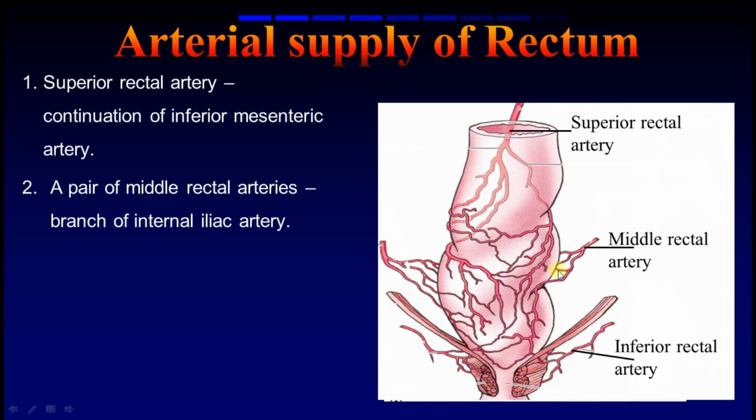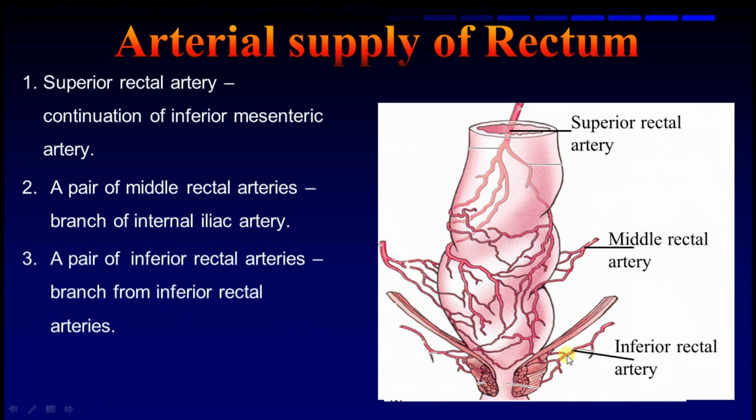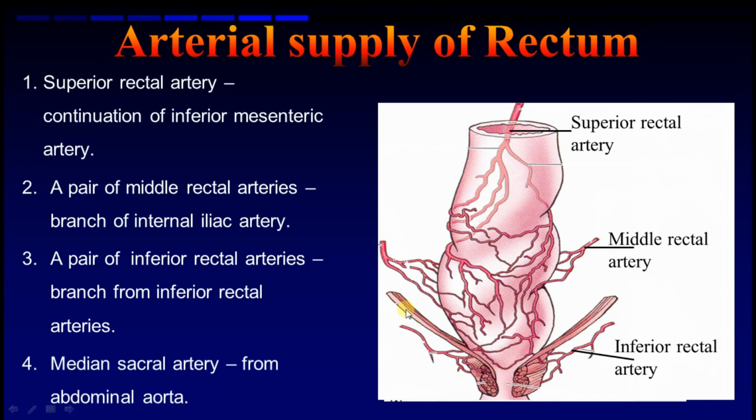Middle rectal artery is a branch of the internal iliac artery, and inferior rectal artery is a branch of the internal pudendal artery. Okay, so the inferior rectal artery is a branch from the internal pudendal. There is a mistake, a typographical error. It is the internal pudendal artery. Then it is also supplemented by the median sacral artery, which also gives some branches to the rectum.